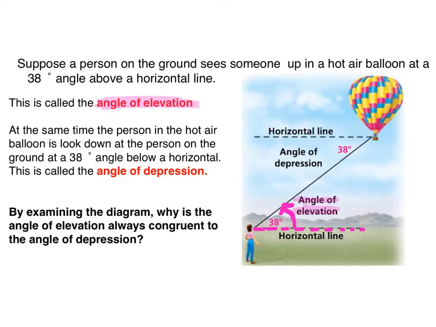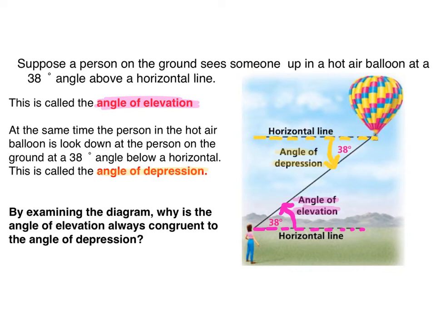Now it says at the same time, a person in the hot air balloon is looking down at the person on the ground at a 38-degree angle below the horizontal line. This is called an angle of depression. The reason being, from the horizontal line, the person in the hot air balloon would have to look down, making it the angle of depression.